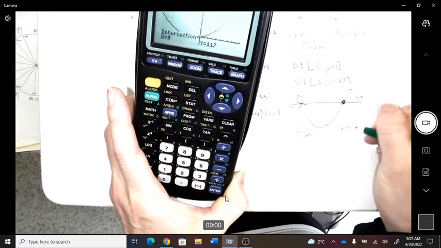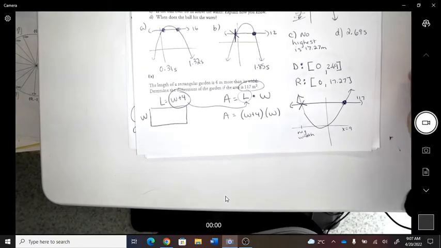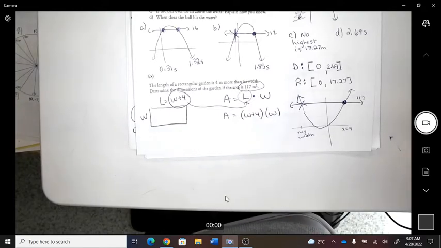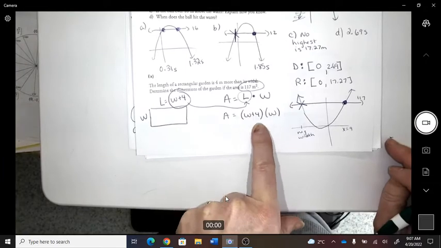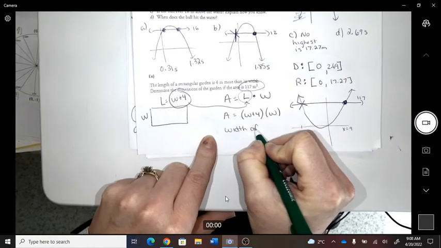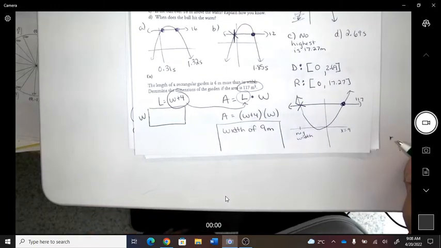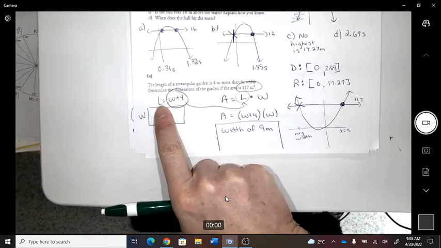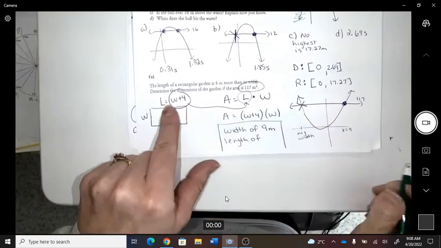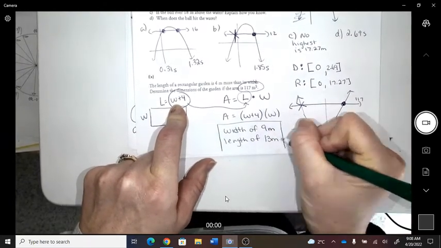On my calculator, it's x equals 9. That's what my calculator says. But in this situation, what is x? We don't have x, we have the w. So we need a width of 9 meters. So the width will be 9, which makes the length, what? The length has to be 4 more, so that would be a length of 13.